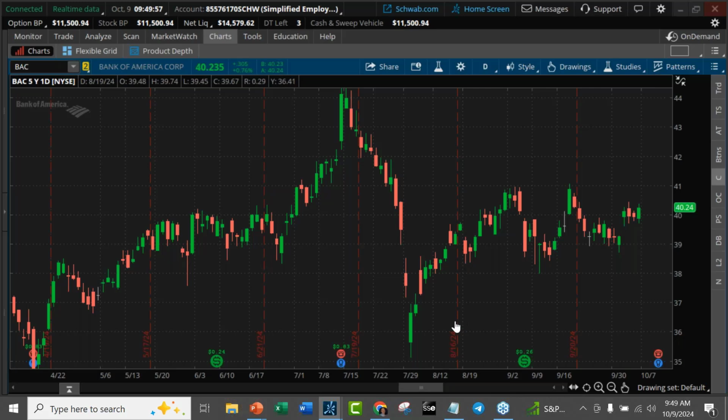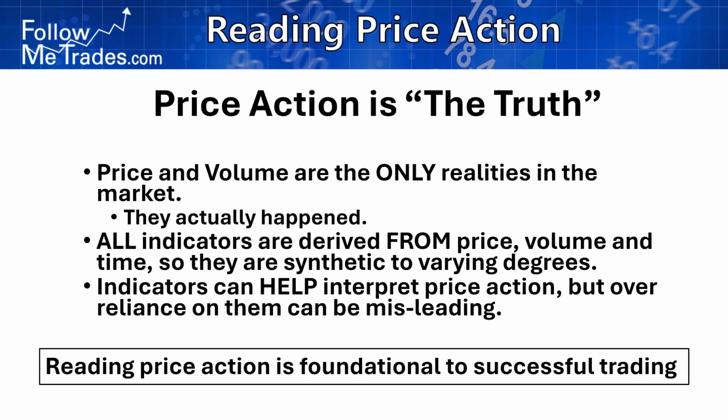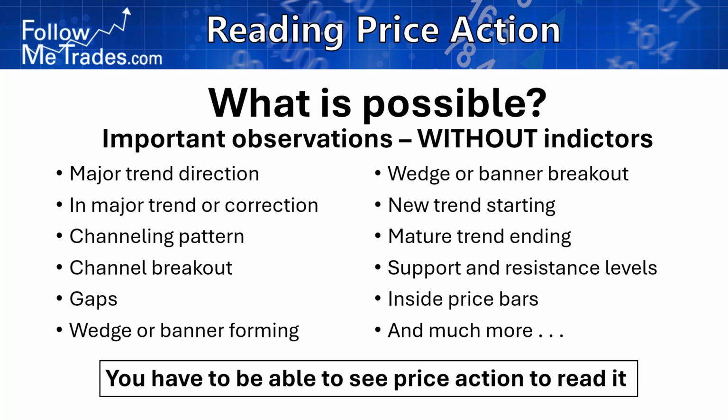And now I'll do a little bit of teaching on how we can do this. So again, I think price action is the only reality. Price and volume are the only realities. Everything else is some derivative of it. So what can you do without indicators? Well, you can determine the major trend direction. You can determine if you're in a major trend or correction. We showed on Bank of America the recent big trend up and then the correction down. You can tell if you're in a channeling pattern, which we saw. You can see if there's a channel breakout. You can look at gaps. You can look at wedges.